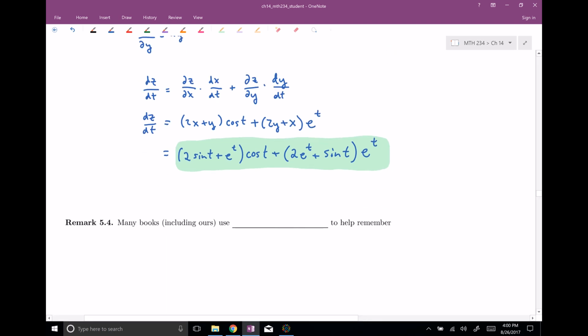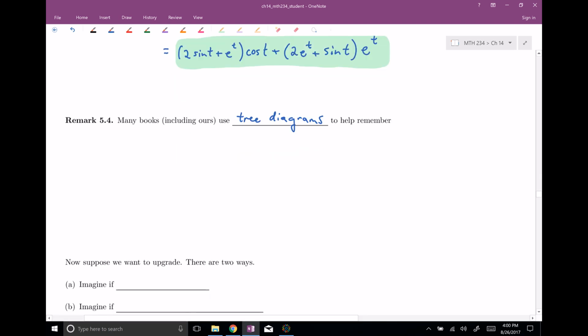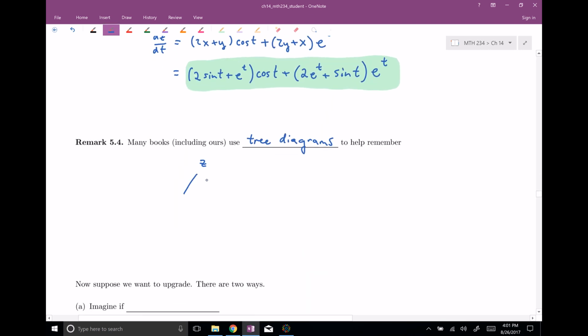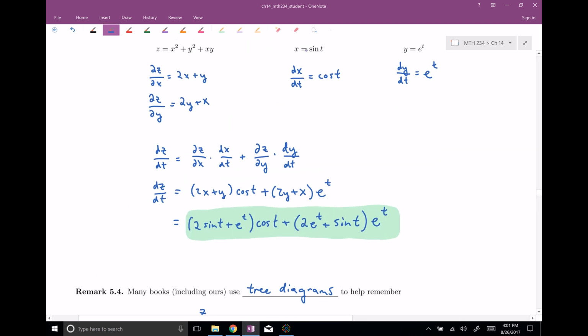They get more complicated. And many books, including ours, bring up these things called tree diagrams, to help remember this chain rule and many other chain rules. So let me show you what one of these tree diagrams looks like. We have z. Z is the big function here. Z is our surface, and it depends on x's and y's. So I'm going to do a few branches here, and it depends on x's and y's. Okay, x depends on t.